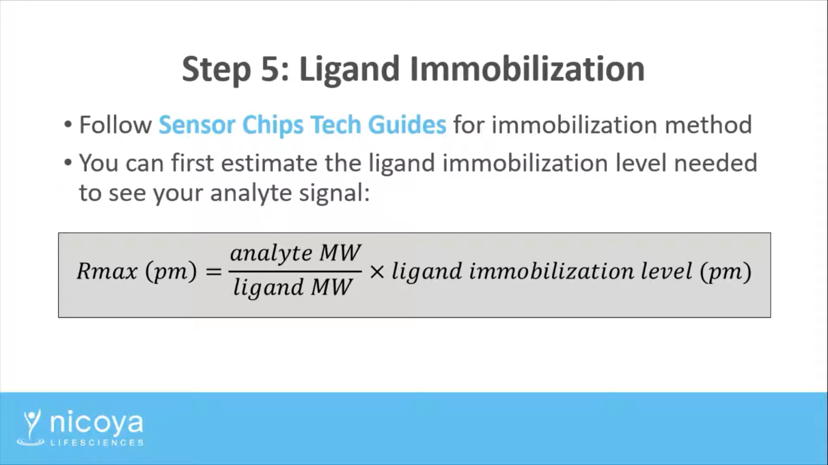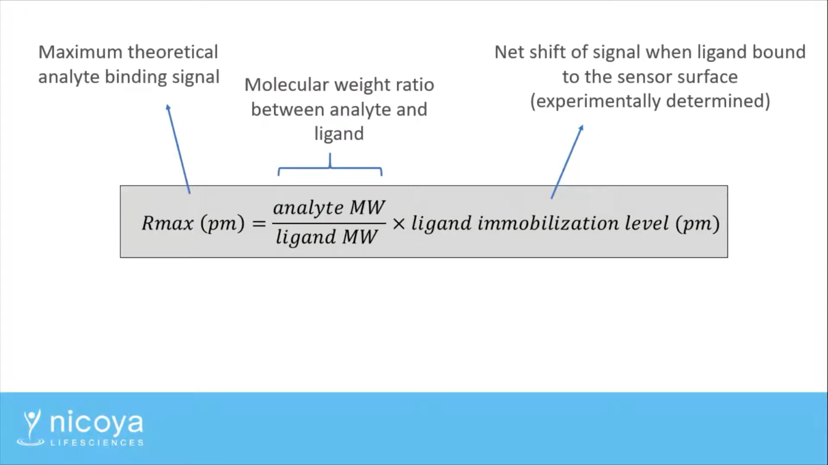As mentioned earlier, for each sensor chemistry, you're going to want to reference the specific sensor chip tech guide for a step-by-step protocol. And also, while immobilizing your ligand, we have a very useful equation here that you can reference, which I have expanded in more detail here. This equation is used to estimate the maximum theoretical analyte binding signal that you will obtain in an SPR test, and it's depicted here as the Rmax.